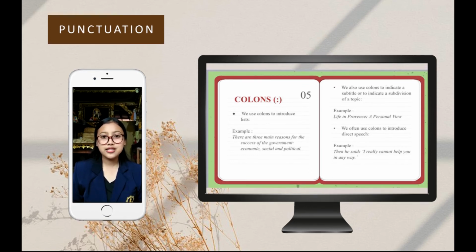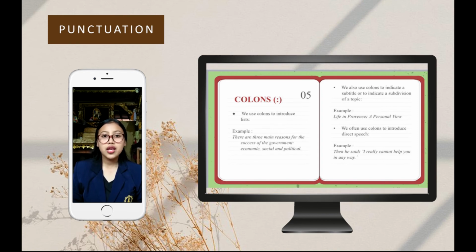All of you must be familiar with this punctuation. Yes, it's colons. Actually, colons have several functions. For the first one, we use colons to introduce lists. For example, there are 3 main reasons for the success of the government: economic, social, and political.